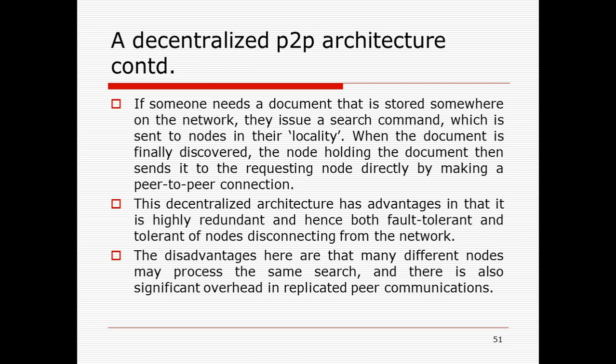Similarly, there is a disadvantage also. Many different nodes may process the same search, and there is a significant overhead in replicated peer communication. Since many communications take place among the peer nodes, there is a possibility that the same search or the same processing will be carried out again and again. That carries a significant overhead.